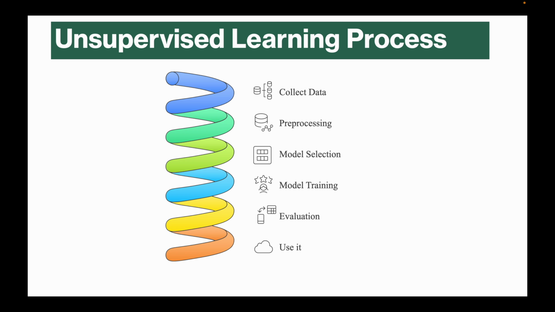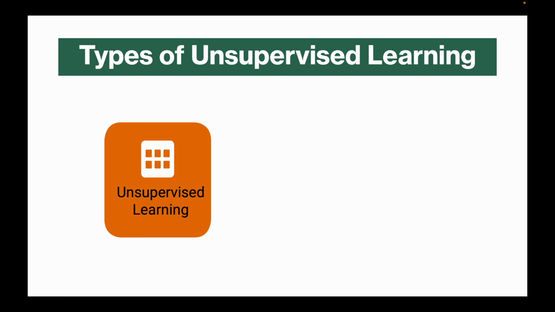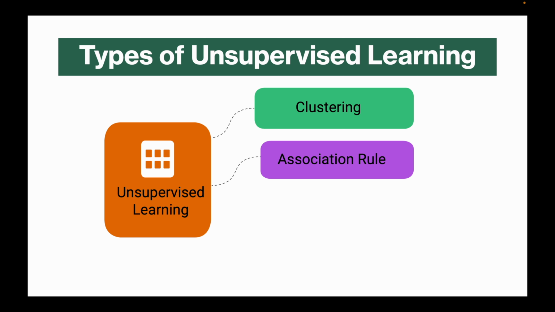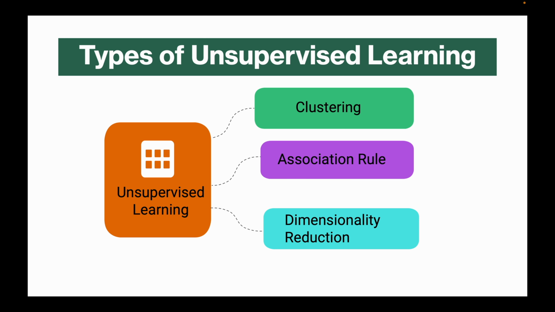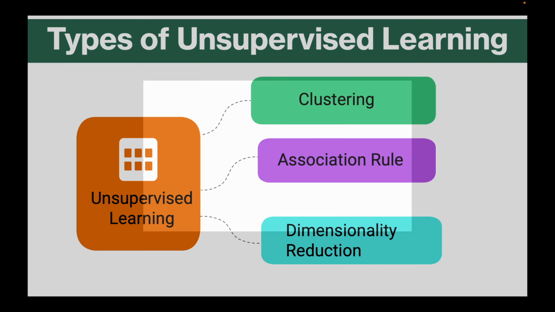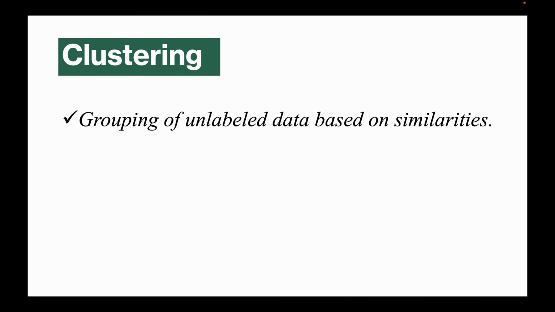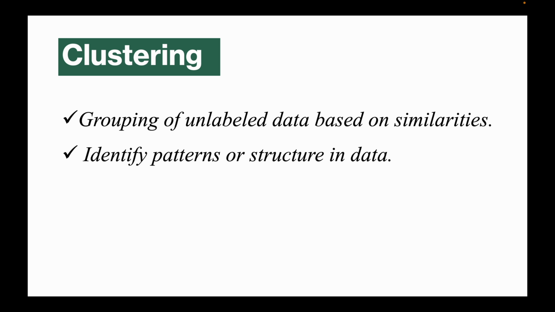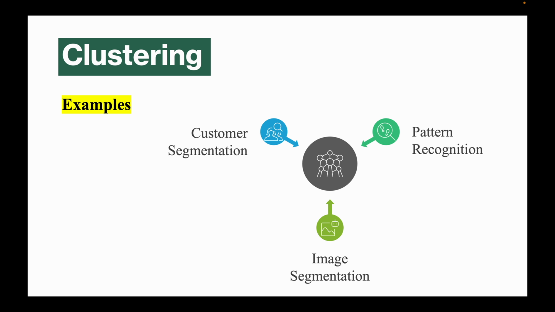Now let's see the types of unsupervised learning. There are three main types of unsupervised learning: clustering, association rule algorithm, and dimensionality reduction. Now let's go and see each of them. Clustering. Clustering is grouping of unlabeled data into clusters based on their similarities or differences. The goal of clustering is to identify patterns or structures in the data. Real-world examples are pattern recognition, image segmentation, customer segmentation, and so on.